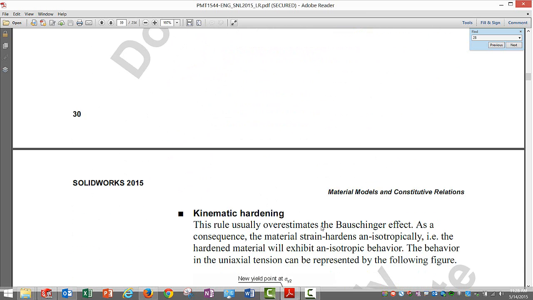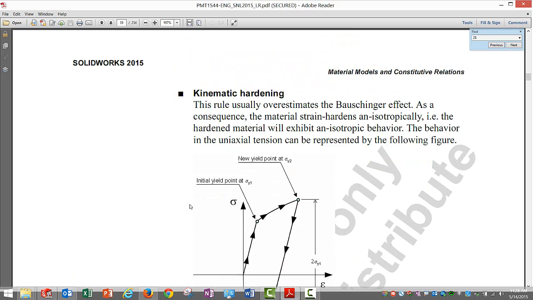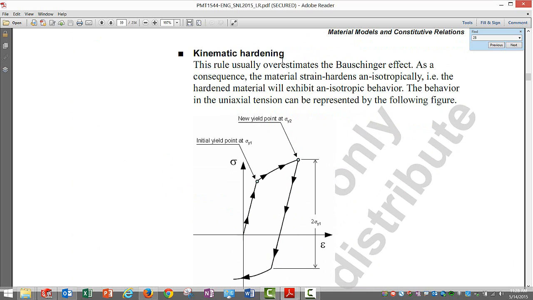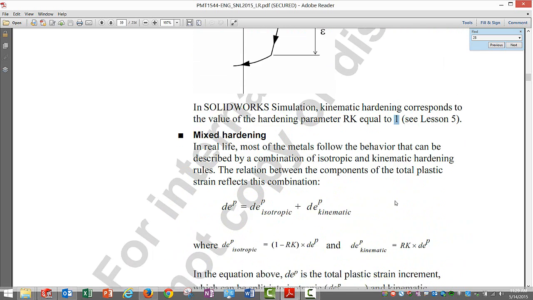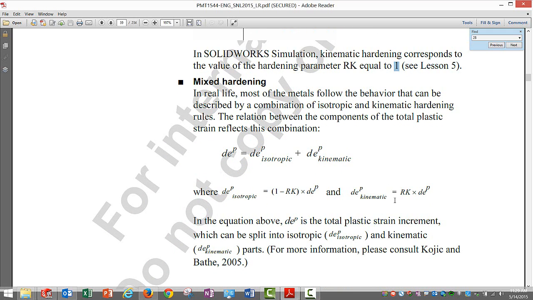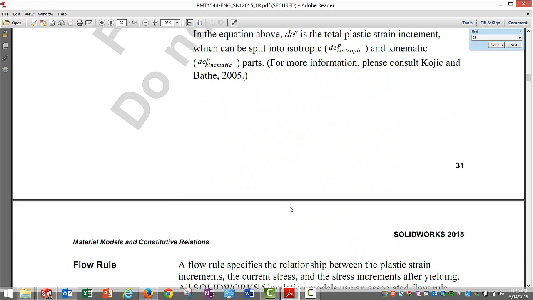On the other hand, when we speak about kinematic hardening, we are actually talking of again the Bauschinger effect, but we are actually considering it and actually overestimating or over considering it. So as a consequence, obviously the material strain hardens anisotropically, and the yield strength is almost half of the yield strength in the tensile direction. And of course, this is all uniaxial test, and this represents a value of 1. However, for all practical purposes, most of the materials show a behavior which is somewhere between these two, that is 0 and 1. This is what it is all about.